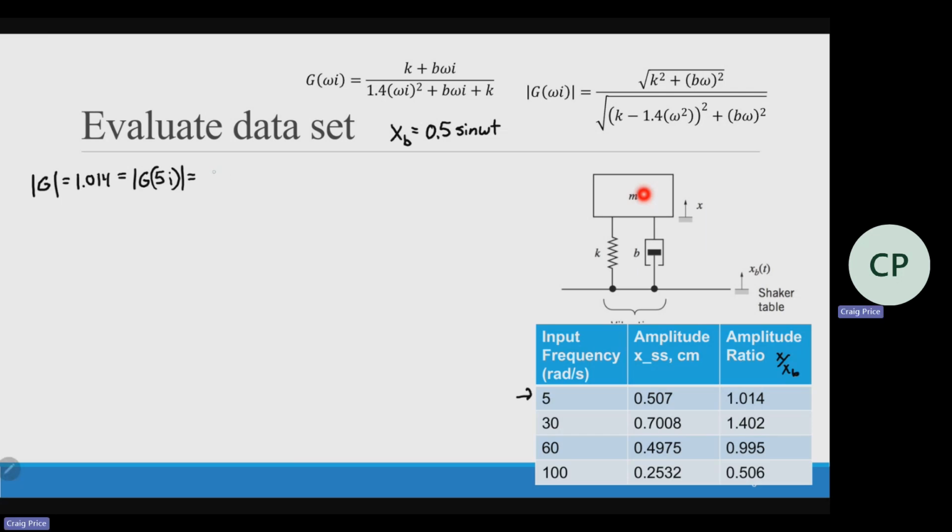And I would just plug this in. So we have K squared plus 5B squared. This is from the top equation right there. I'm plugging in 5 for omega. And then this would be K, one of our unknowns, times 1.4 times 5 squared. All of this gets squared. Then we have 5B squared again.